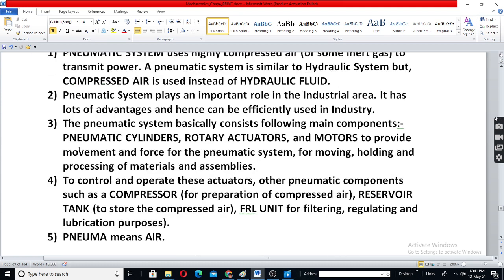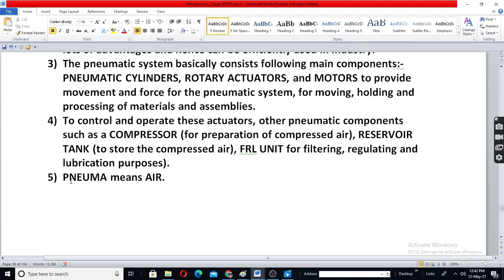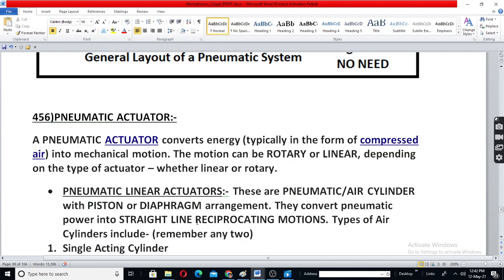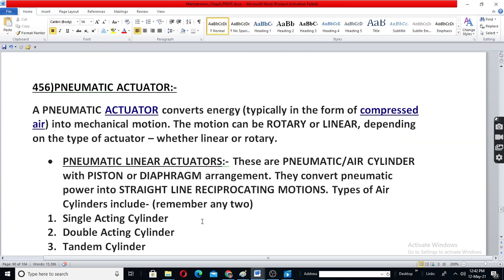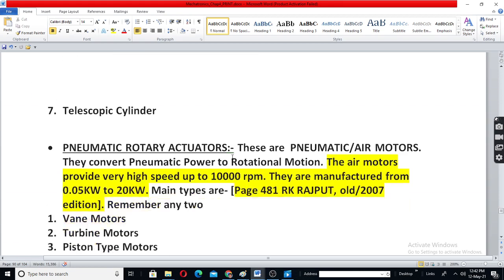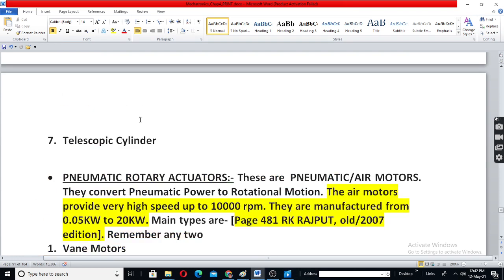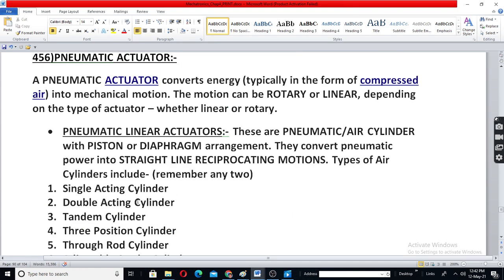Again, actuators can be cylinders and pistons or rotary also. Okay, P is silent, pneumatic. It is pneumatic system. So, a pneumatic actuator is an actuator which uses energy of compressed air to impart motion. Types are there. You can remember only around two. No need to remember everything.